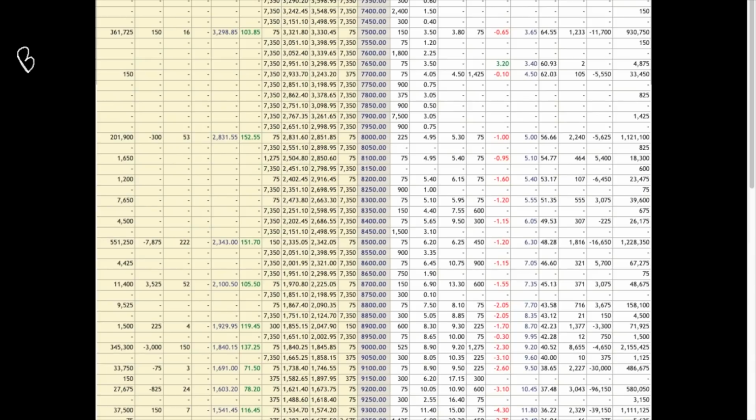Let's understand the mindset of an option buyer and option seller first. An option buyer purchases a call if he or she expects a price rise in the underlying, and purchases a put if he or she expects the price of the underlying to correct or fall.